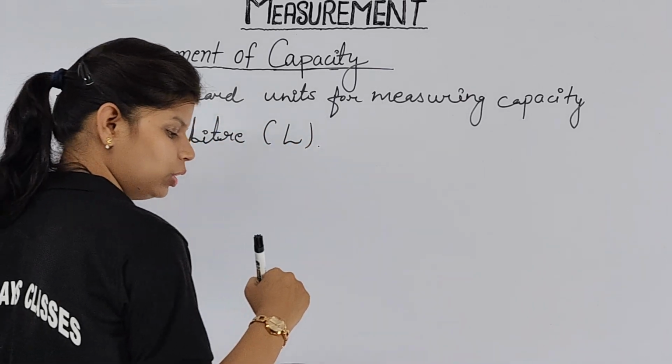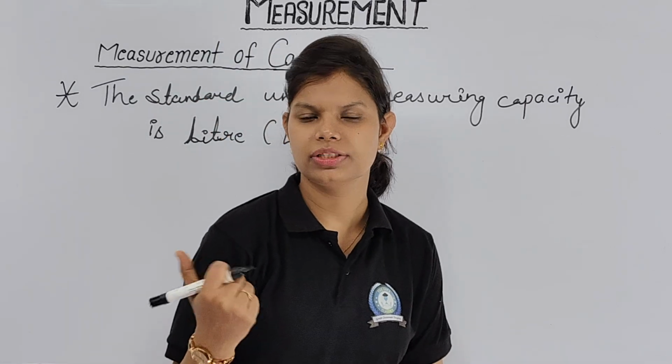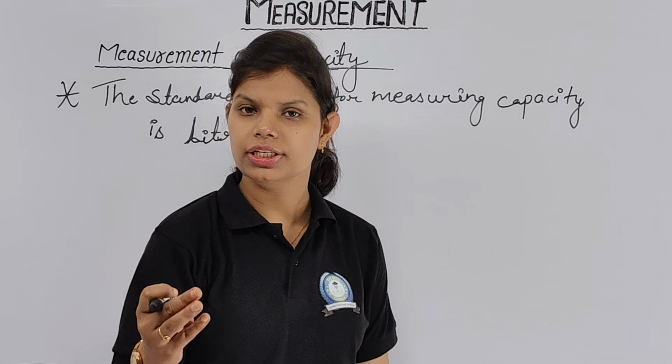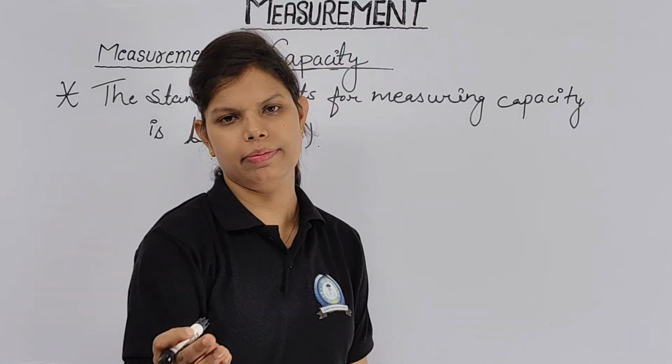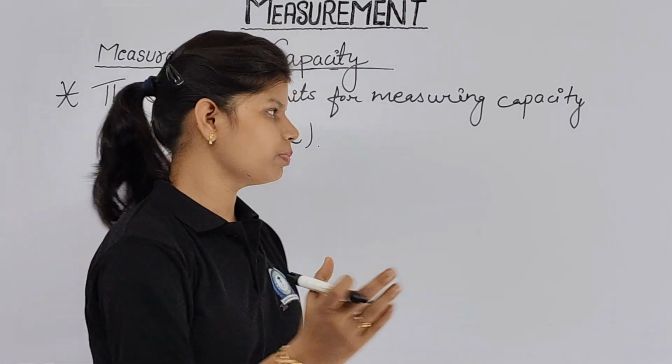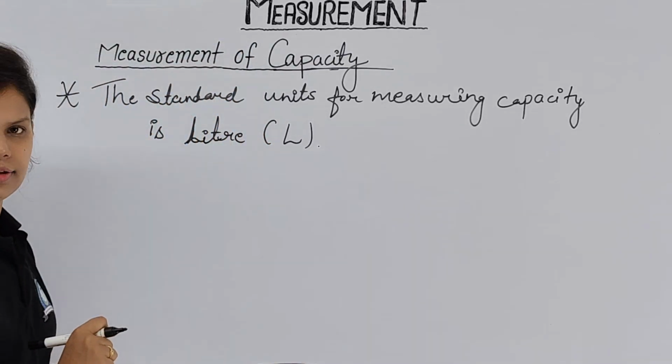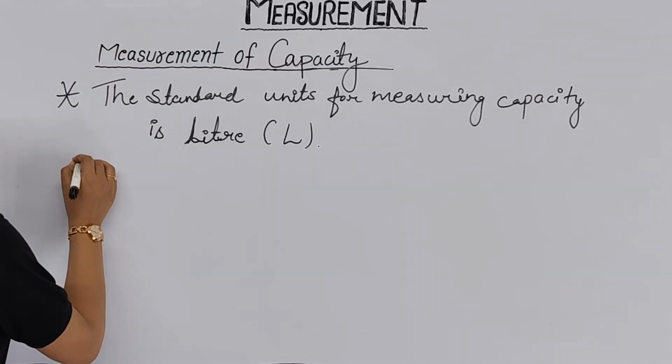Like in previous videos we know the short forms: meter m, centimeter cm, kilometer km, kilogram kg, gram g and milligram mg. These are all standard units. But here we have another one, that is your liter. It can be written as L. Understood? Now let's move to the next part.